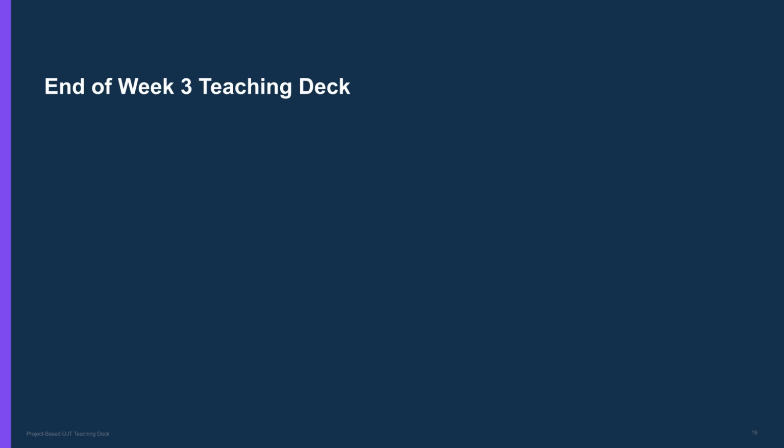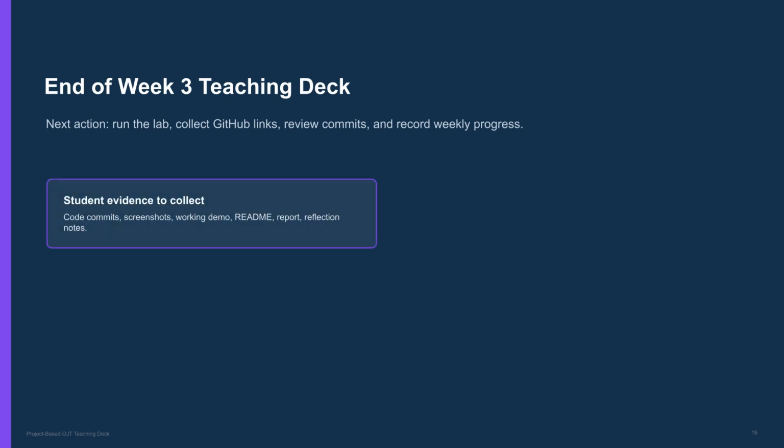To conclude this week, you need to run the lab, gather all required evidence, review GitHub commits, and record your weekly progress. Evidence includes code commits, screenshots, a working demo, a README, and reflection notes.